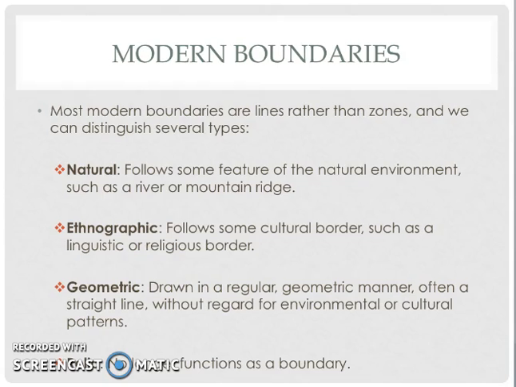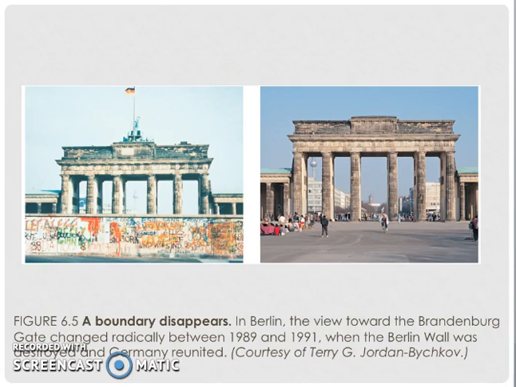Modern boundaries, we can look at such forms as natural, ethnographic, geometric, and relic. Most modern boundaries are lines rather than zones. We can distinguish several types through looking at these. Here's a great example of how a boundary disappears in Berlin when the wall came down in 1989, signaling a huge shift in the geopolitics and political economy of Eastern, meaning Western Europe.